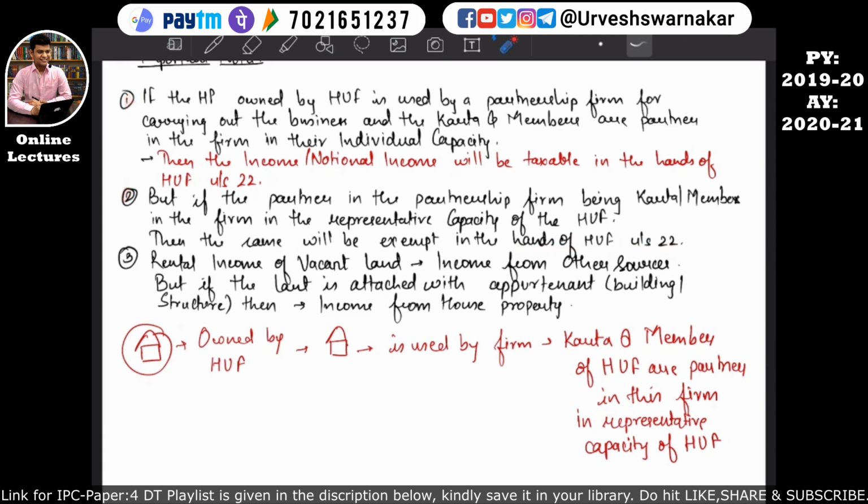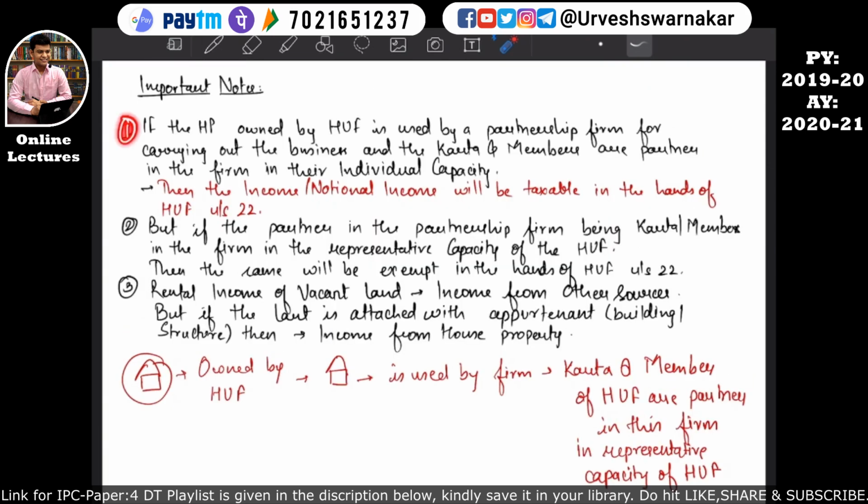But in point 1, what it was saying is, if a house property owned by HUF is used by a firm, and in that firm the member and the karta are partners, but such karta and member are not in the representative capacity of the HUF, then the income or the notional income will be taxable in the hands of HUF. Basically you will come to know this when you come to CA final level. So I hope point number 1 is clear.